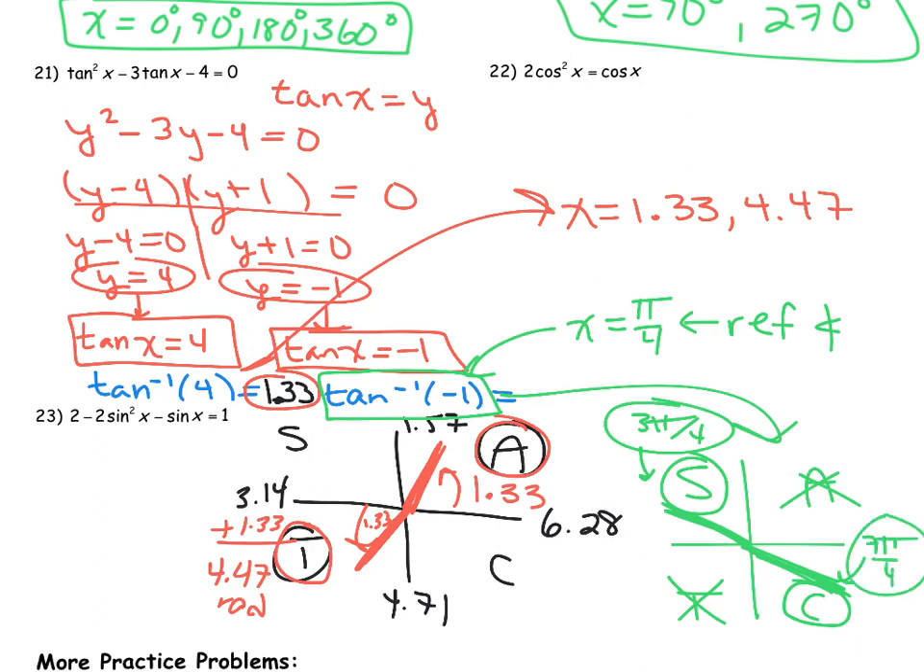So there you guys have it. x equals 1.33 radians, 4.47, 3 pi over 4 radians, and 7 pi over 4 radians. Okay? Awesome.